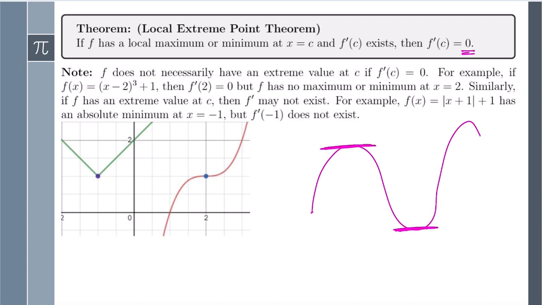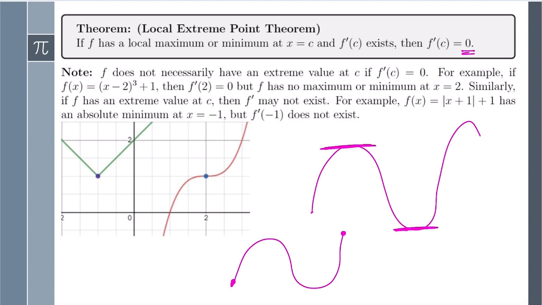And that's not true for absolute max or min, because they could occur at the end point. So when we talk about absolute max and min, they could occur at the end point. At the end point, we don't have the derivative 0. So this theorem only works for local max and local min. And again, remember, only if the derivative exists. In that case, the derivative must be 0 when the local max and local min occur at a point.